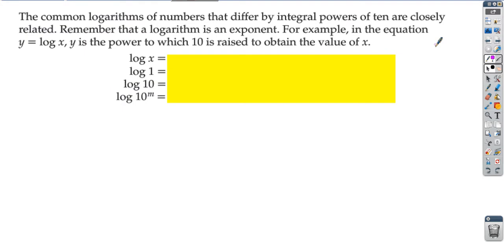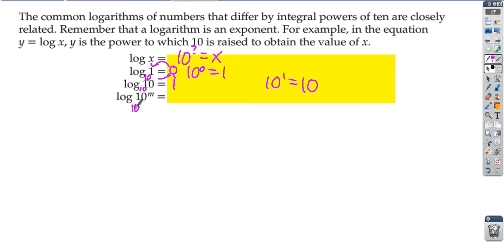Okay, a couple properties to be aware of when we're talking about logs of different powers, and particularly powers of base 10. So first of all, this right here, the log base 10 of x, that's another way of saying 10 to some unknown power is equal to x. Okay, this right here, the log base 10 of 1, 10 raised to what power equals 1? That's going to be 10 to the 0 power equals 1, so that equals 0. The log base 10 of itself, what power do you have to raise 10 to get 10? You have to raise it to the first power. 10 to the first power equals 10.